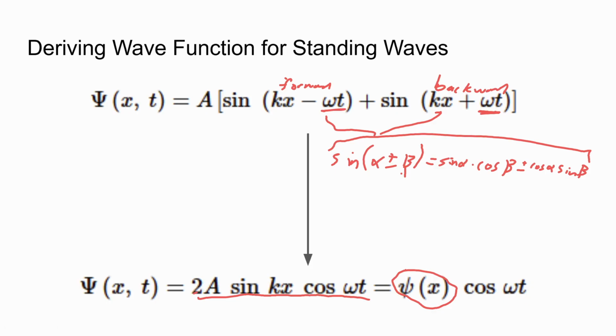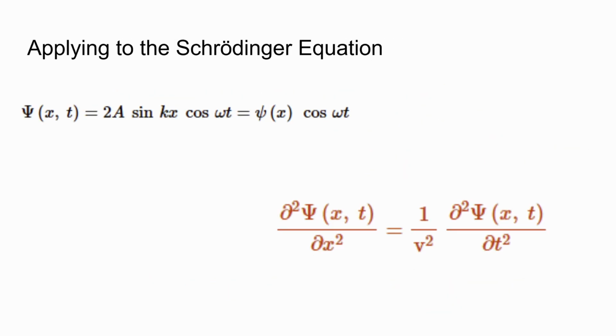So we have our wave function for a standing wave, but why is this relevant? Standing waves are going to play a key role in quantum mechanics as they represent stationary states where the measurable properties of a system do not change with time.